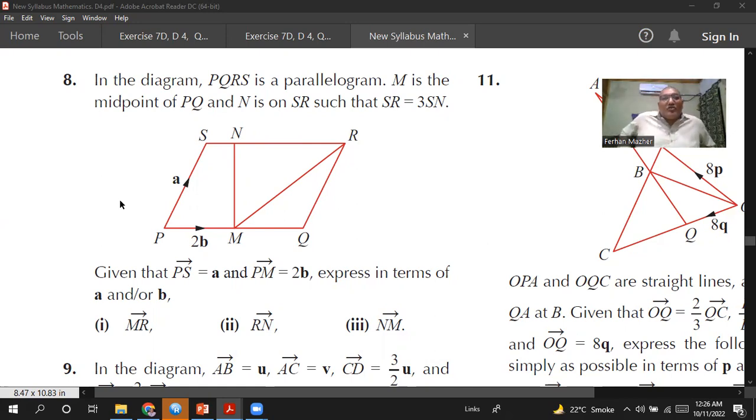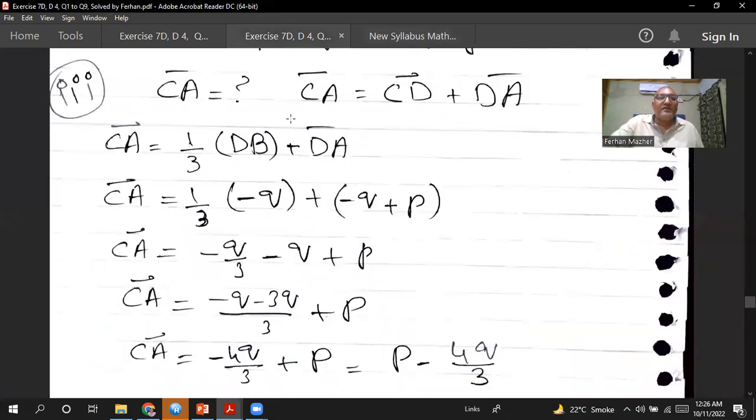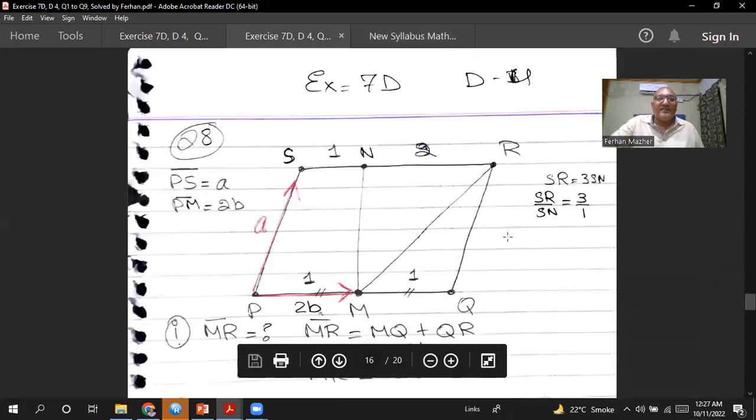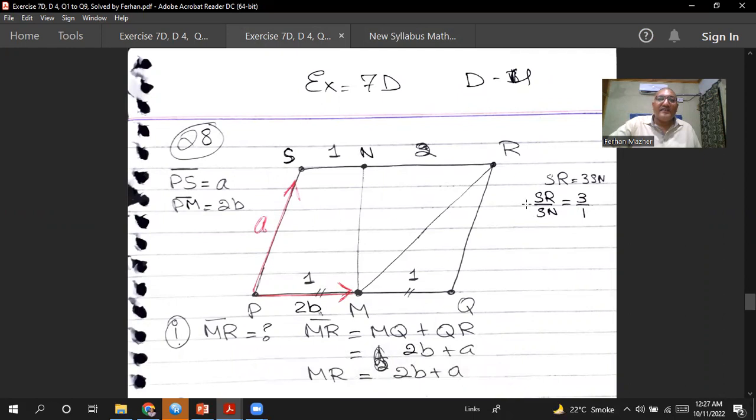Okay, so their first question is find MR. So I will make the bypass from M, I will go to Q, from Q, I will go to R. Very simple. Okay, so this is that. Okay, so this is 1, this is 2, the total thing is 3. From here, I know this. And this is 1, this is 1, the total thing is 2 in the terms of ratio.